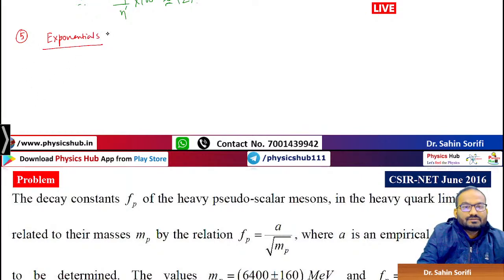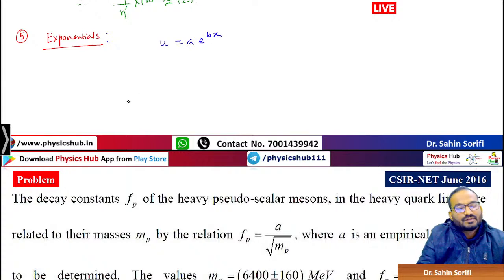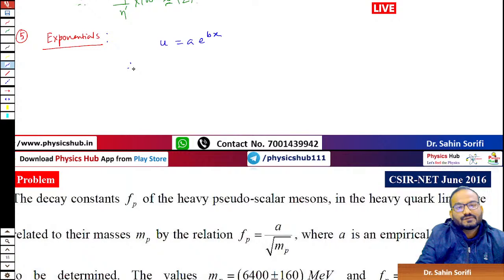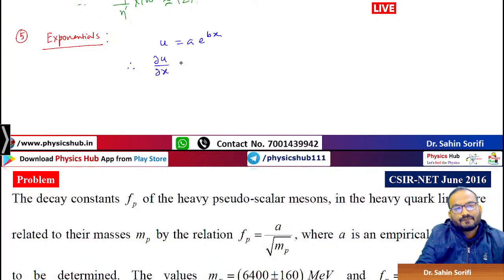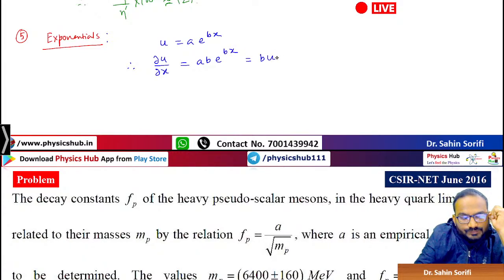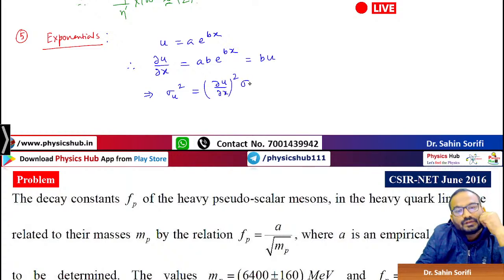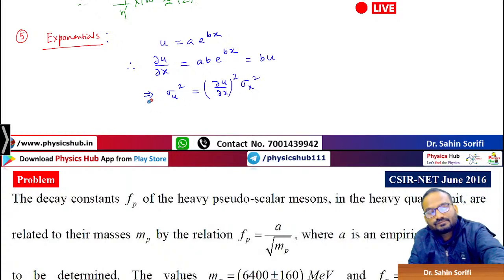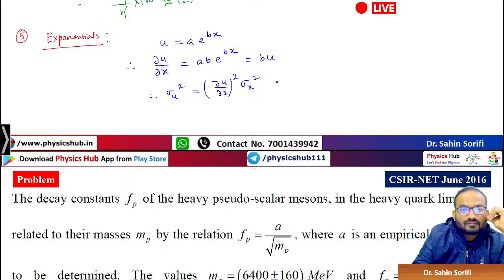We have an exponential, then what are you going to do? Let's say u is equal to a to the power bx. This kind of thing is given to you. So what is del u by del x? It is equal to ab e to the power bx. So this is nothing but b into u, and that means sigma u square is equal to del u by del x whole square sigma x square, which is equal to b square u square sigma x square.